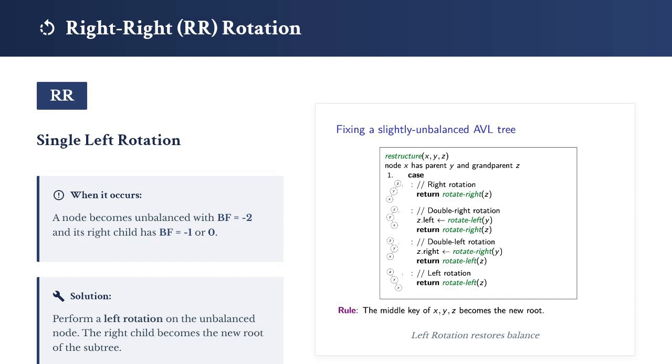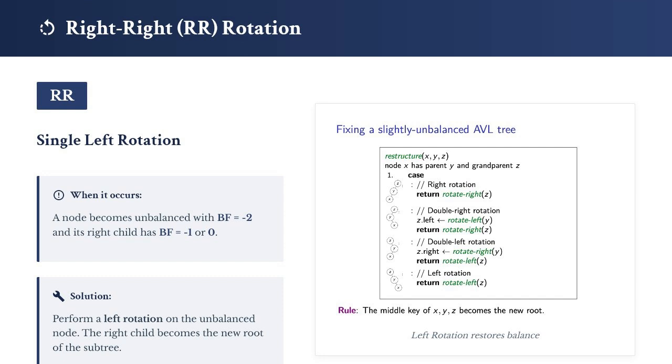-1 or 0. For example, imagine a tree with 10 at the top, 20 on the right, and 30 on the far right. After adding 30, the top node has a balance factor of -2. Its right subtree has height 2, while its left subtree has height 0. And node 20 would have a balance factor of -1.